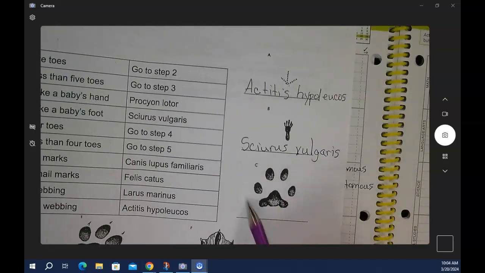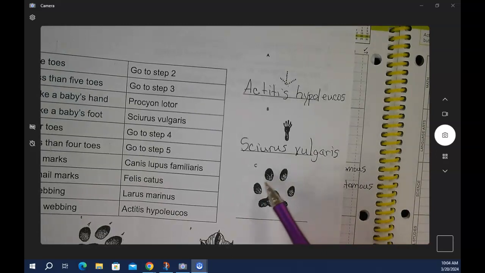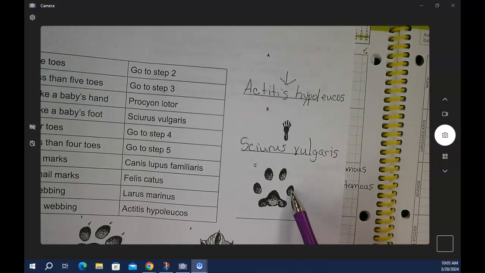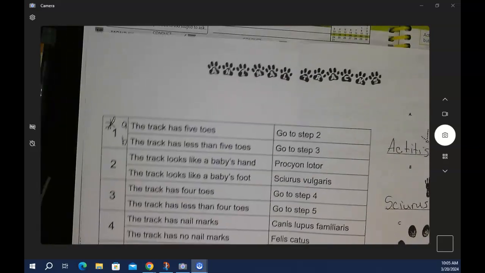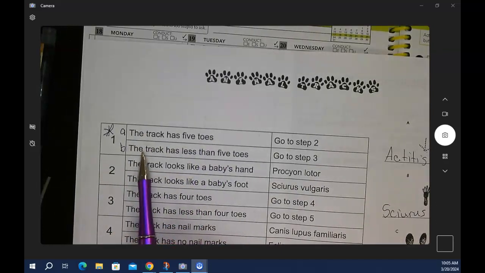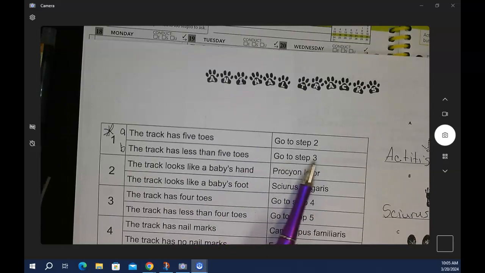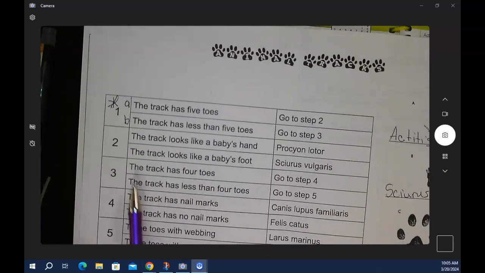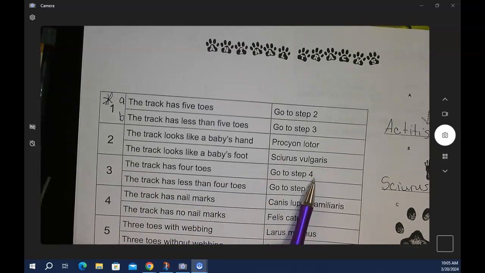So we're going to look at this one, and I remembered they had something about toes, so I'm going to count 1, 2, 3, 4. And this is the pad, so these are the toes. So back at question 1, the track has 5 toes, that's a no. The track has less than 5 toes, that's a yes. So I'm going to go to step 3. The track has 4 toes, that's a yes. So I'm going to go to step 4.